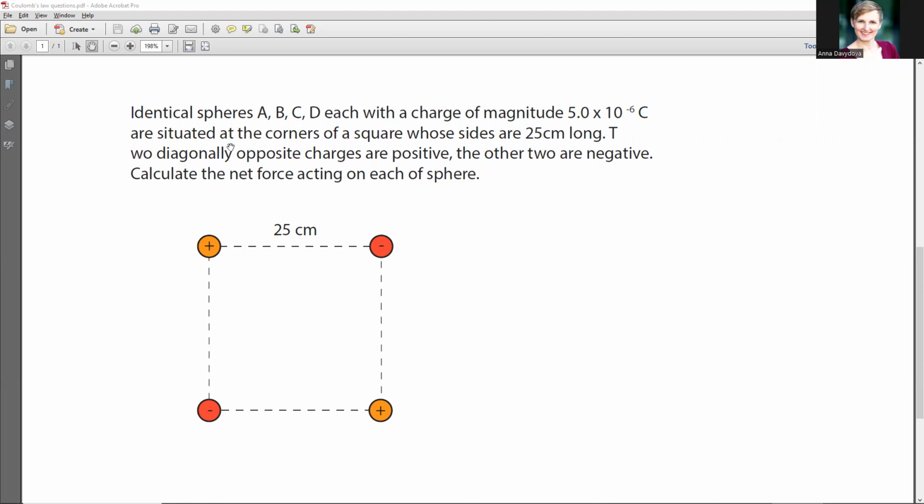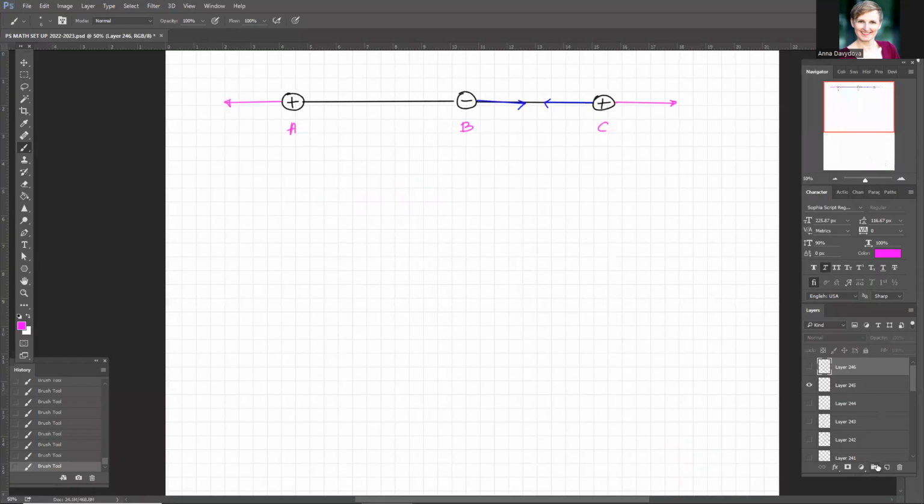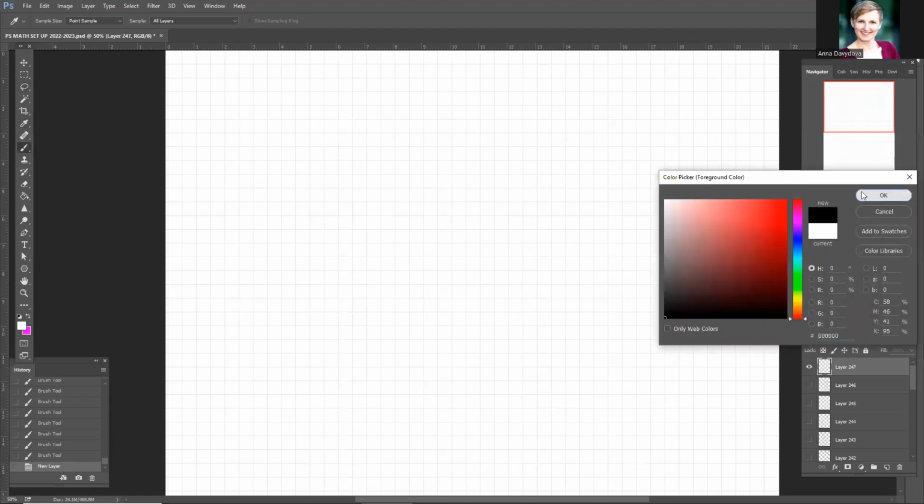That's funny, two diagonally opposite charges are positive and the other charges are negative. Calculate the net force acting on each sphere. So let's proceed with this calculation on a new page. Let's do some analysis first. I'll make a drawing.